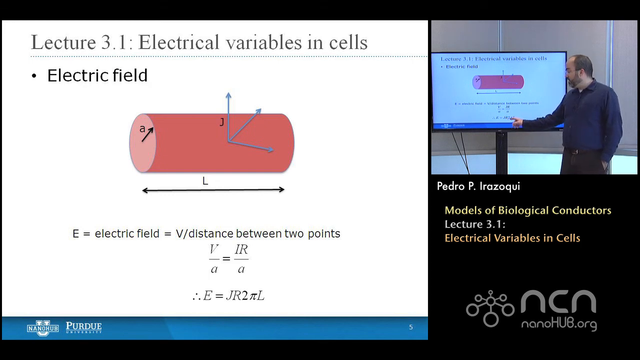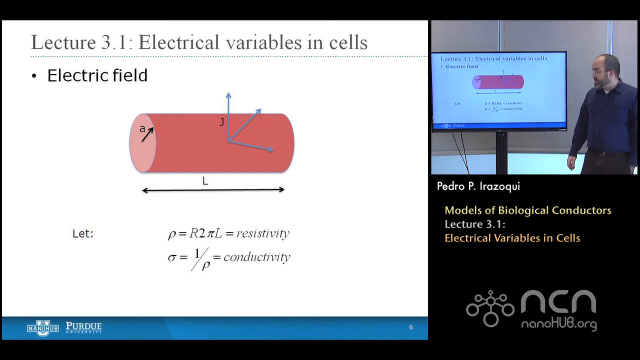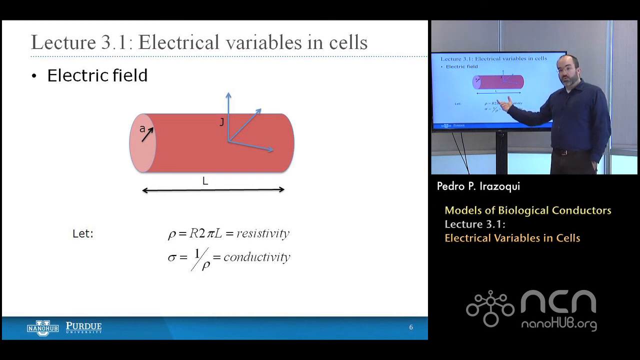So it's J R over 2 pi L. That's our equation for electric field, and that'll be quite useful shortly. Continuing on electric field, we can then define part of that equation such that rho, which was the right-hand side of the electric field equation, is equal to R 2 pi L. So the resistance at a specific point times 2 pi times the length.